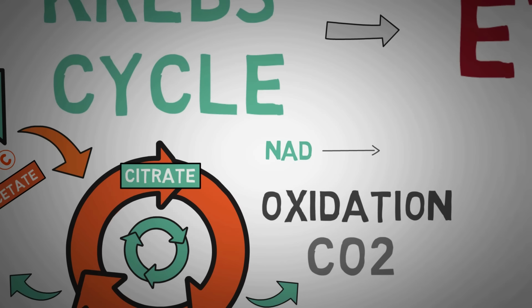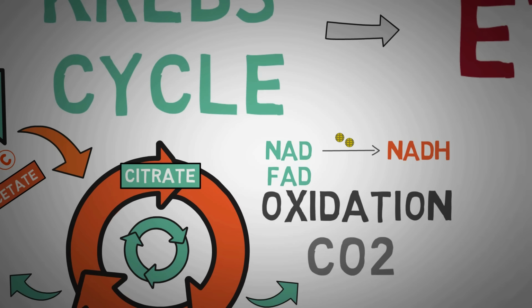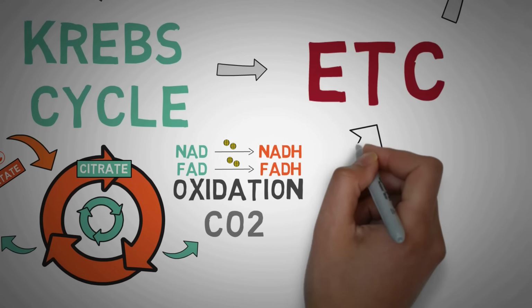Electrons are added to NAD to make NADH and FAD to make FADH. These electrons are then subsequently used in the electron transport chain to make ATP through ionic gradients.